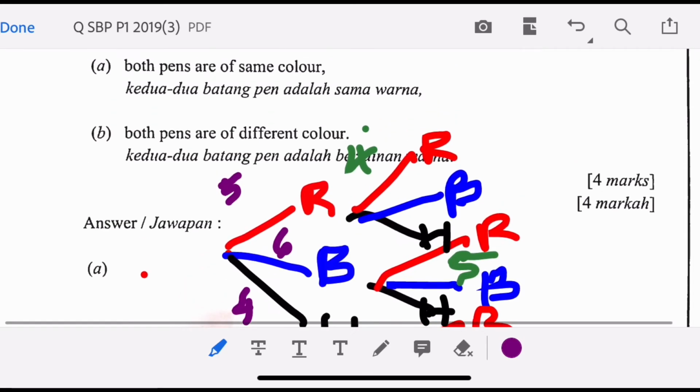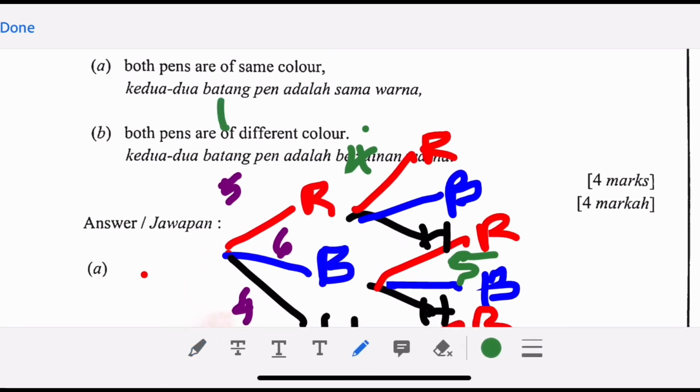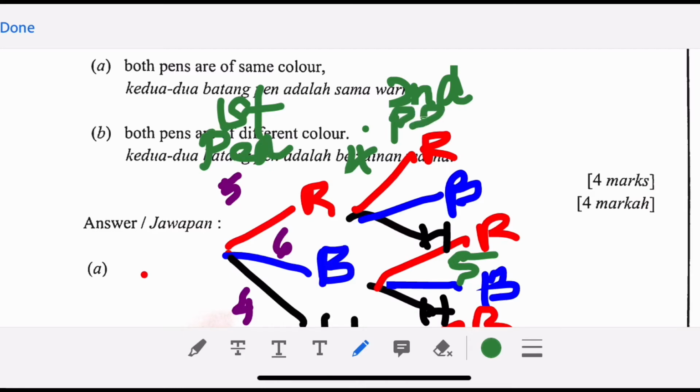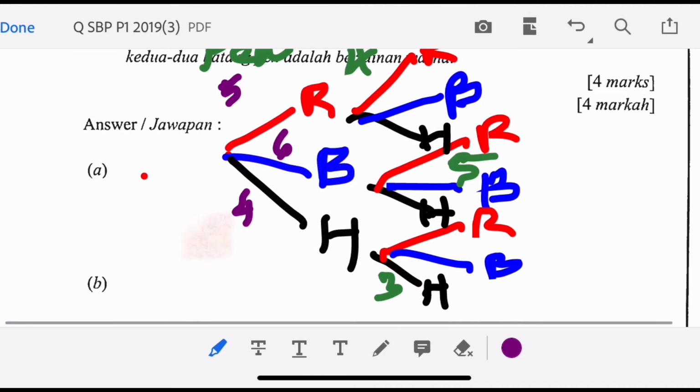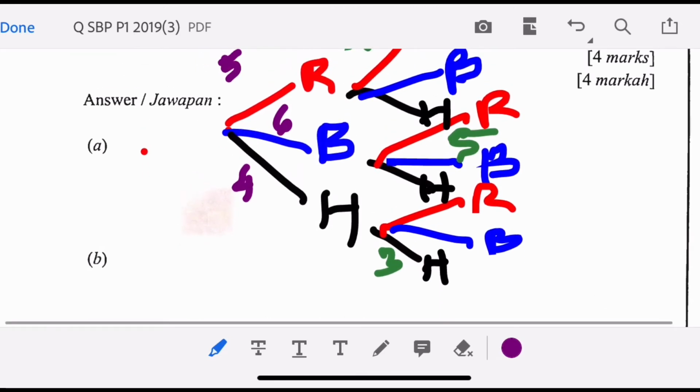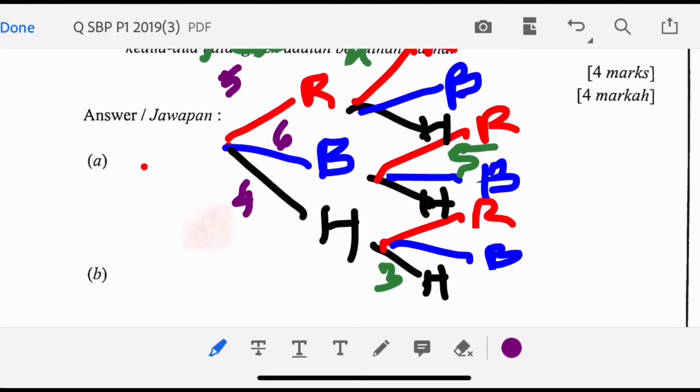So this is actually a dependent event because the sample space changes after the first event. So now we label our first event as the first pen that we chose, and the second event as the second pen we chose. Okay, now we are going to do the calculation.